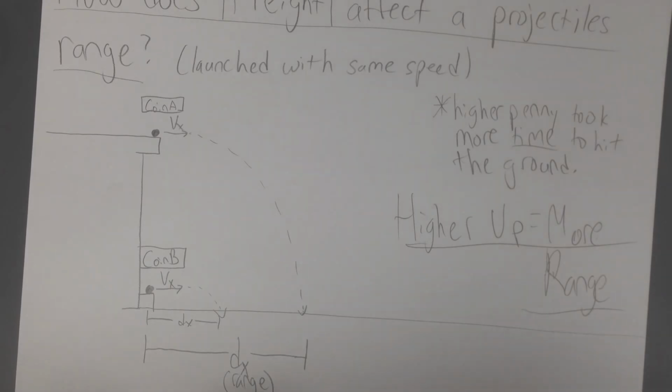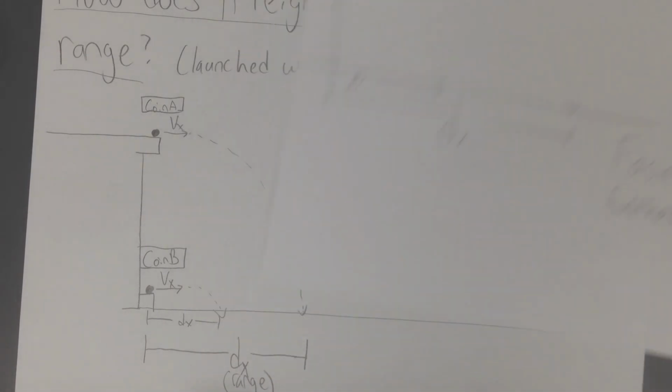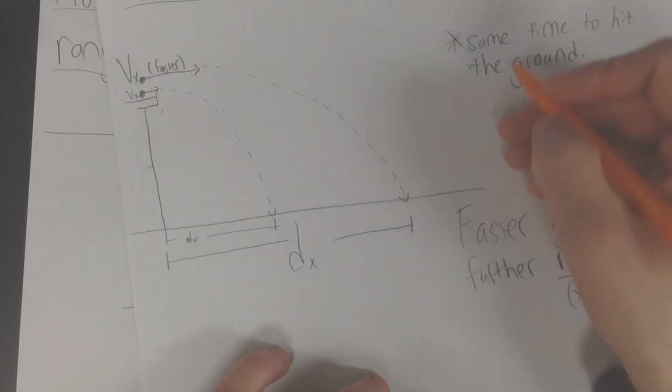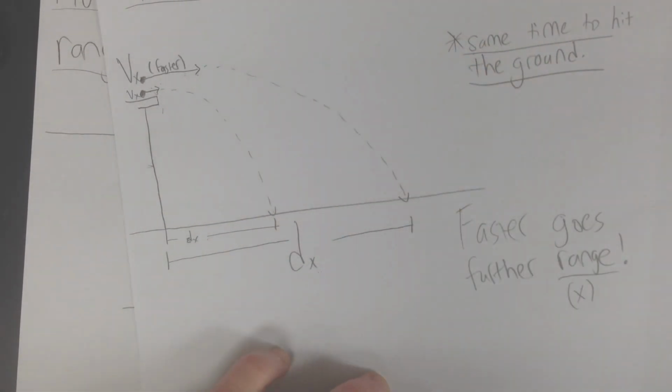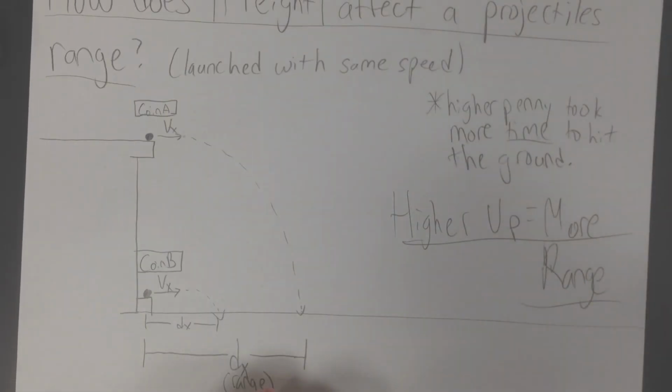The thing that speed doesn't affect is the time for a projectile to hit the ground, and we know that. Alright? It can make it go further. If it's higher up, it can make it go further. But faster can't make it hit the ground any faster.